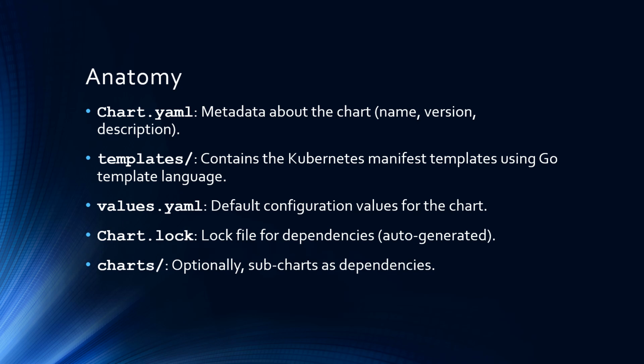The Chart.lock file, while automatically generated, plays a crucial role in dependency management by ensuring consistent versions of dependent charts across deployments. The charts directory holds any subcharts your main chart depends on, allowing for complex, multi-component applications to be managed as a single unit.